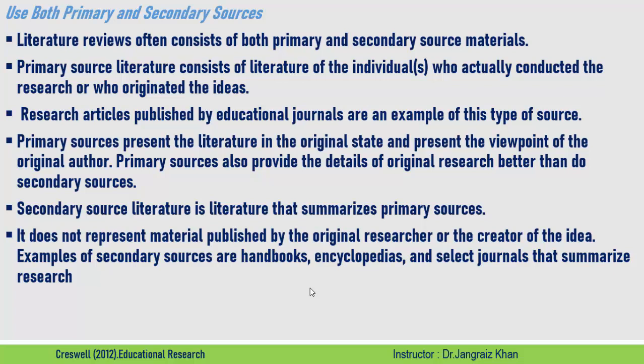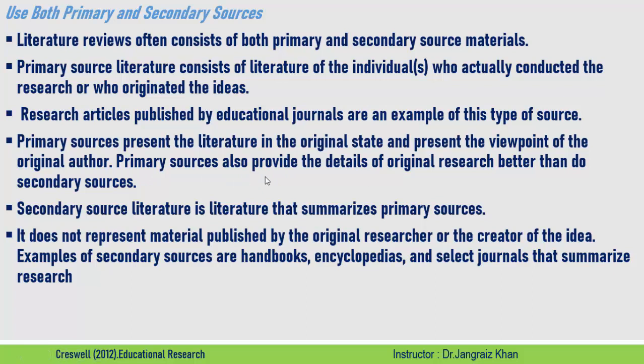Similarly, use both primary and secondary sources. A literature review often consists of both primary and secondary source materials. Primary source literature consists of literature of individuals who actually conducted the research or who originated the ideas. Research articles published by education journals are examples of this type of source. Primary sources present the literature in its original state and present the viewpoint of the original author. Primary sources also provide the details of original research better than secondary sources.